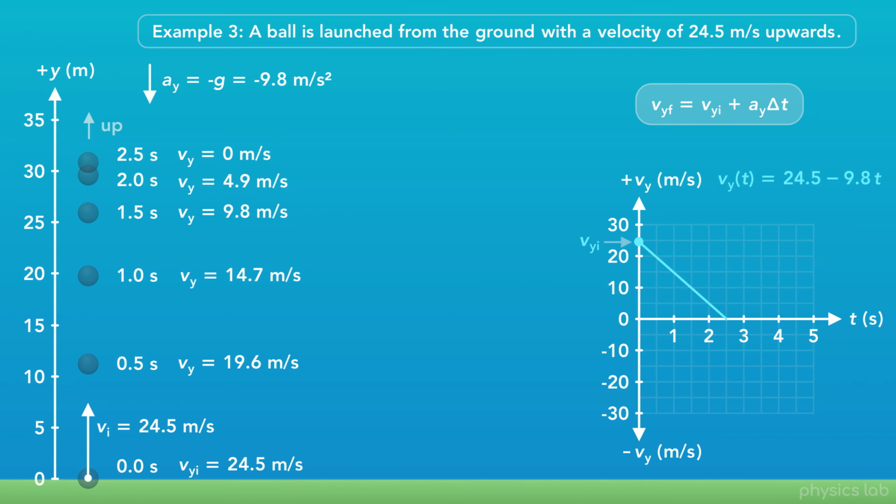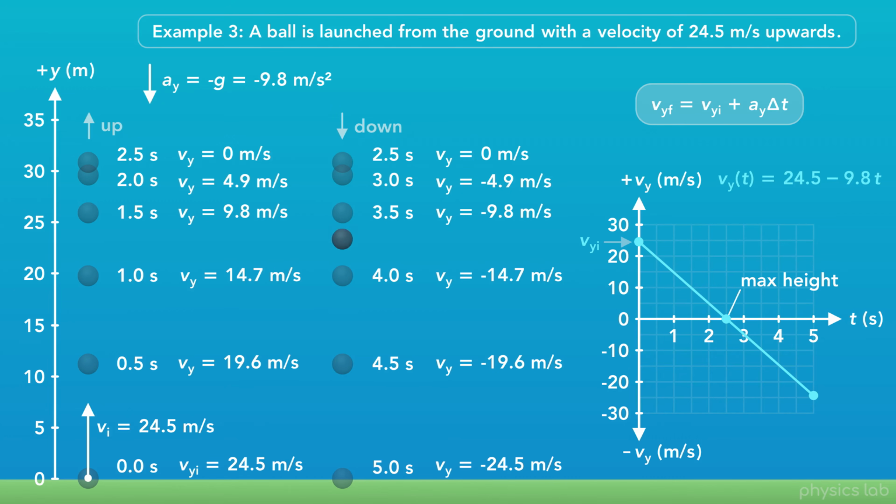As the ball rises, it slows down because of gravity. So far, we've only seen objects falling down, but for the first half of this motion, the velocity is upwards and the acceleration is downwards. Gravity subtracts from the velocity each second, so the ball slows down. Eventually, the velocity reaches 0 when the ball is at the maximum height.